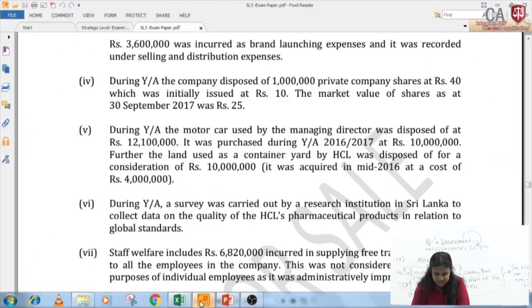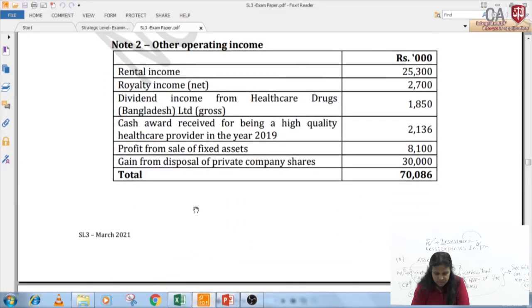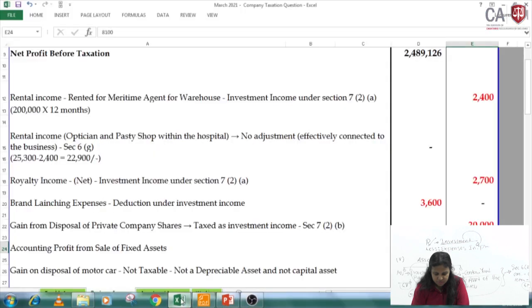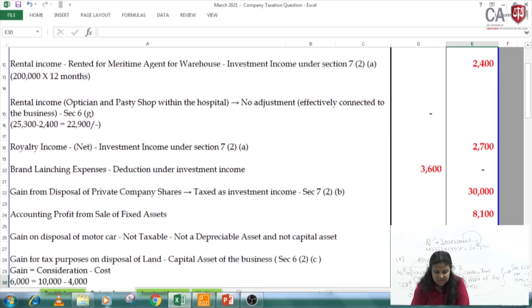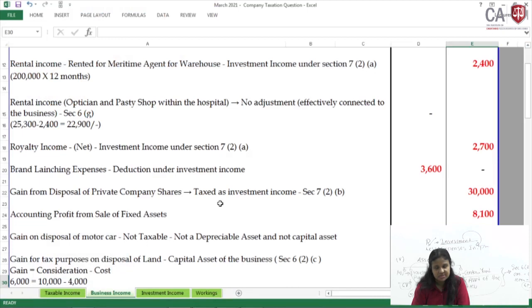In the paper, it is in the other operating income: profit from sale of fixed asset 8,100. It should be removed from here. Done. Then the gain on disposal of the motor car is not taxable. What is the reason? It is not a depreciable asset and not a capital asset. Under the Inland Revenue Act number 24 of 2017, a motor car or any vehicle used for travelling purposes is not included as a capital asset of the business or a depreciable asset.